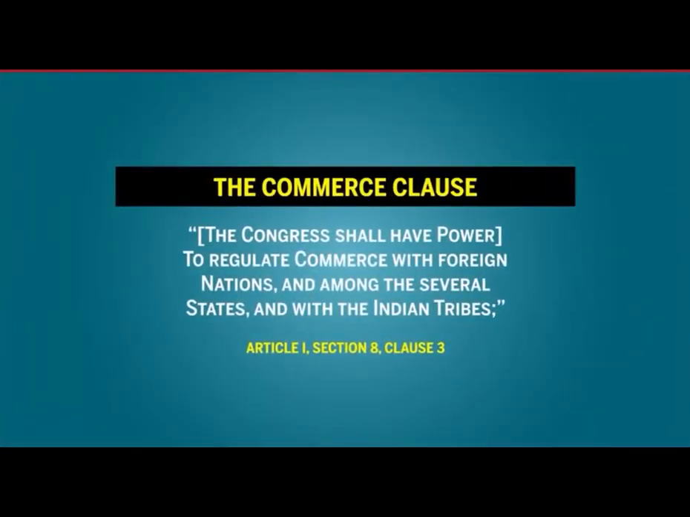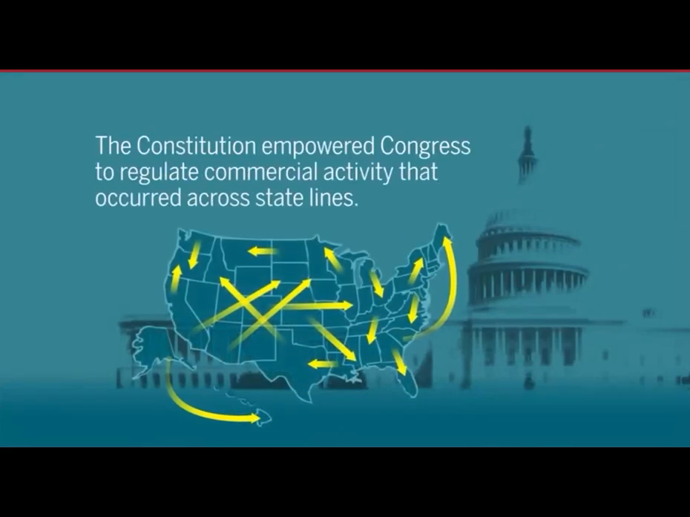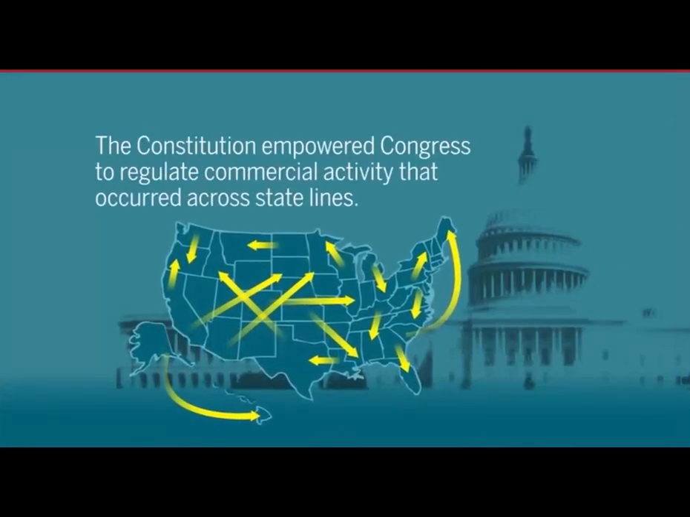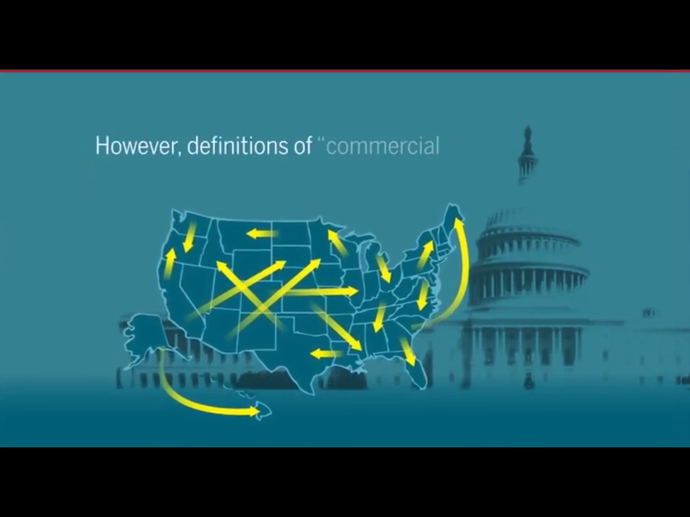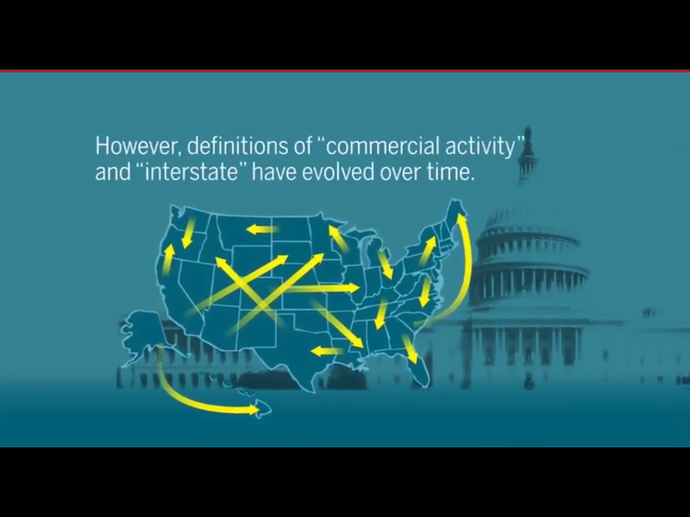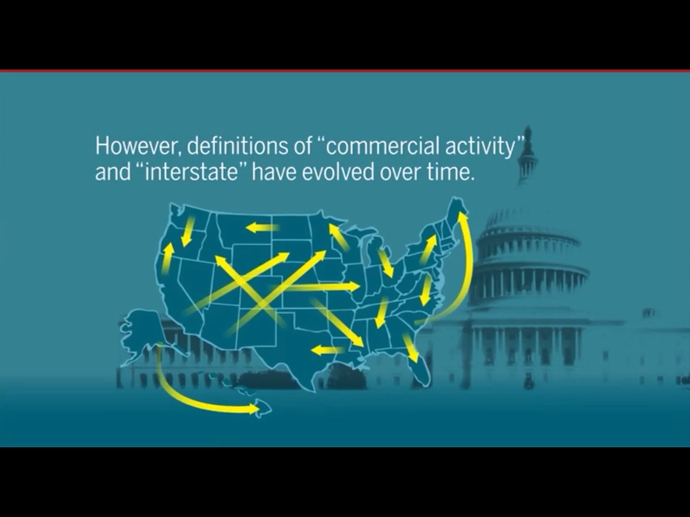According to the Commerce Clause, the Congress shall have power to regulate commerce with foreign nations and among the several states and with the Indian tribes. The Constitution empowered Congress to regulate commercial activity that occurred across state lines. However, definitions of commercial activity and interstate have evolved over time.